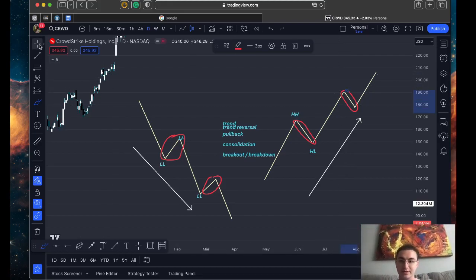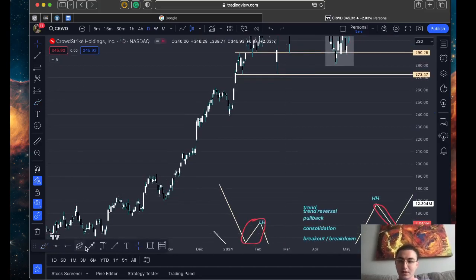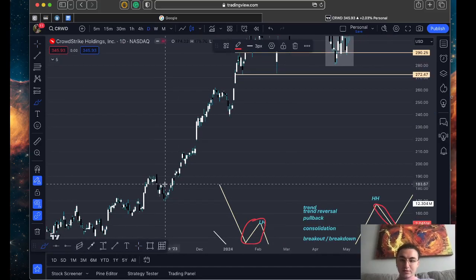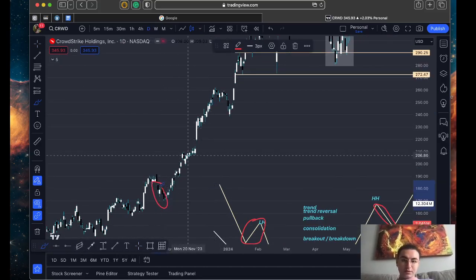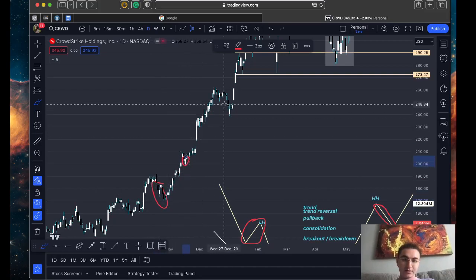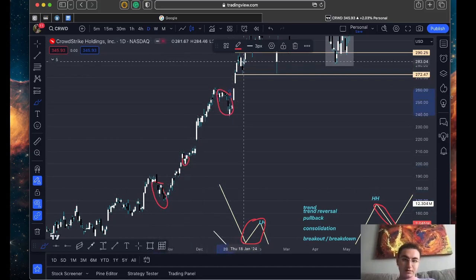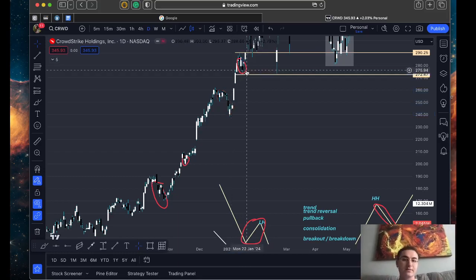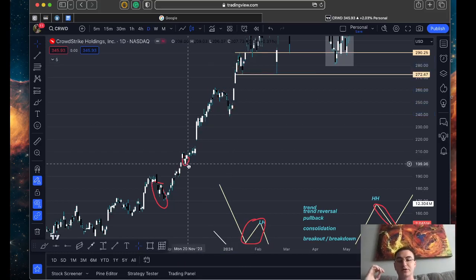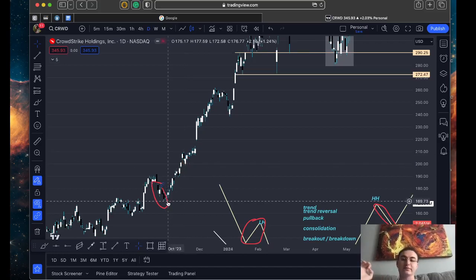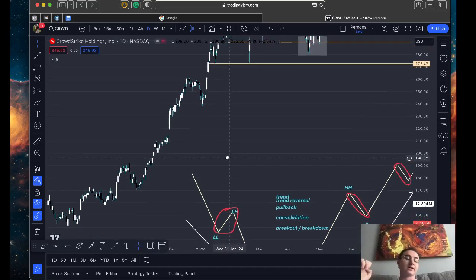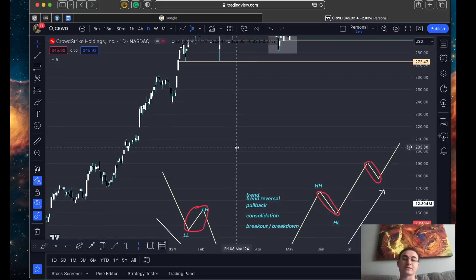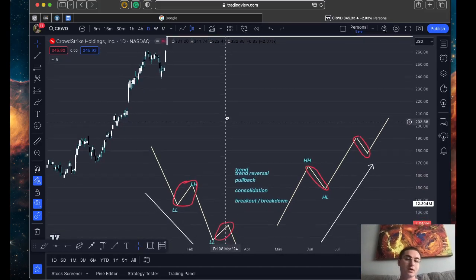I can label the pullbacks up here on this. So here's a pullback. Here's a tiny little pullback. Here's a pullback. And here's a pullback. So just understand what a pullback is. And most of the time, when you're in a significant trend, it is people taking profit. So if you want to know from an actual standpoint why it's happening, that's why.